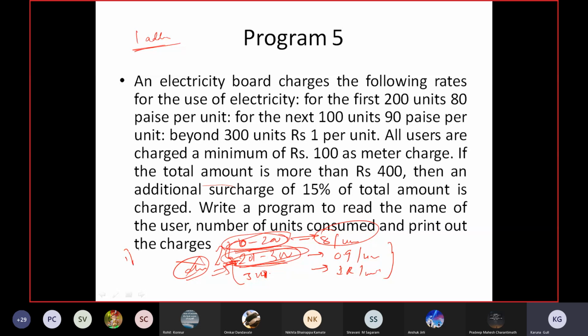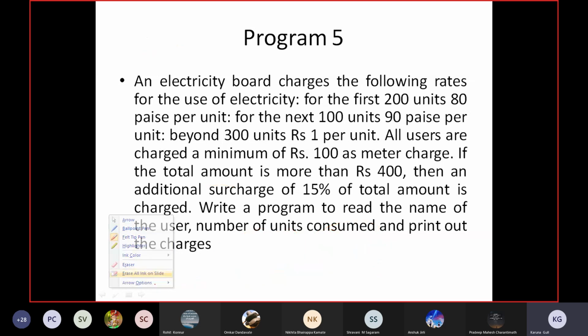Nested if means I have to check for one condition. If this is true, again I have to check for one more condition. Now here, if this condition is true, is there anything else that I have to check for? No, ma'am. So that's why I'll not go ahead with the nested if. If I have one more condition that I need to check, then I'll think of going ahead with that. Okay. Next.